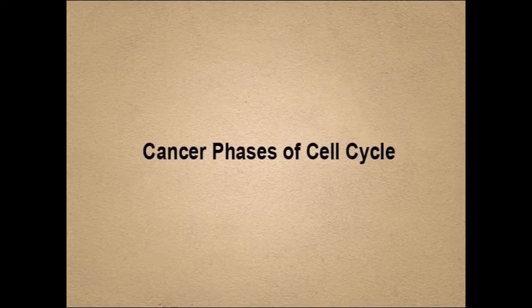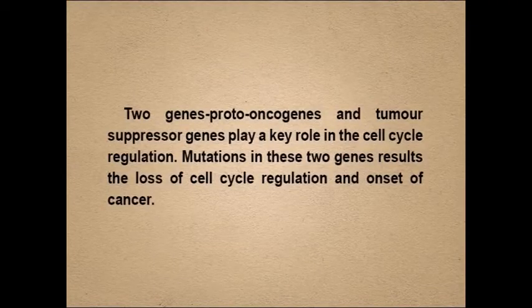Now, coming to the cancer phases of cell cycle. Regulatory proteins assure the proper coordination of cellular growth during G1 and G2 phases, DNA synthesis during the S phase, and chromosome segregation during mitosis. The cells that have DNA damage are arrested from further progress in the cell cycle until their DNA is repaired, or they commit suicide by a programmed cell death. Two genes, proto-oncogenes and tumor suppressor genes, play a key role in the cell cycle regulation. Mutations in these two genes result in the loss of cell cycle regulation and onset of cancer.